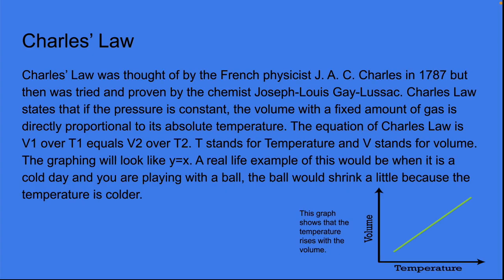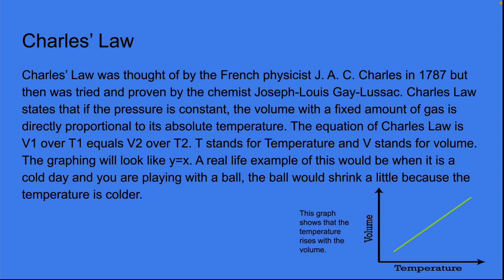Okay, Charles' law. Charles' law was thought of by the French physicist J.A.C. Charles in 1787, but was then tried and proven by the chemist J. Louis Gay-Lussac. Charles' law states that if the pressure is constant, the volume of a fixed amount of gas is directly proportional to its absolute temperature. The equation of Charles' law is V1 over T1 equals V2 over T2. T stands for temperature and V stands for volume.